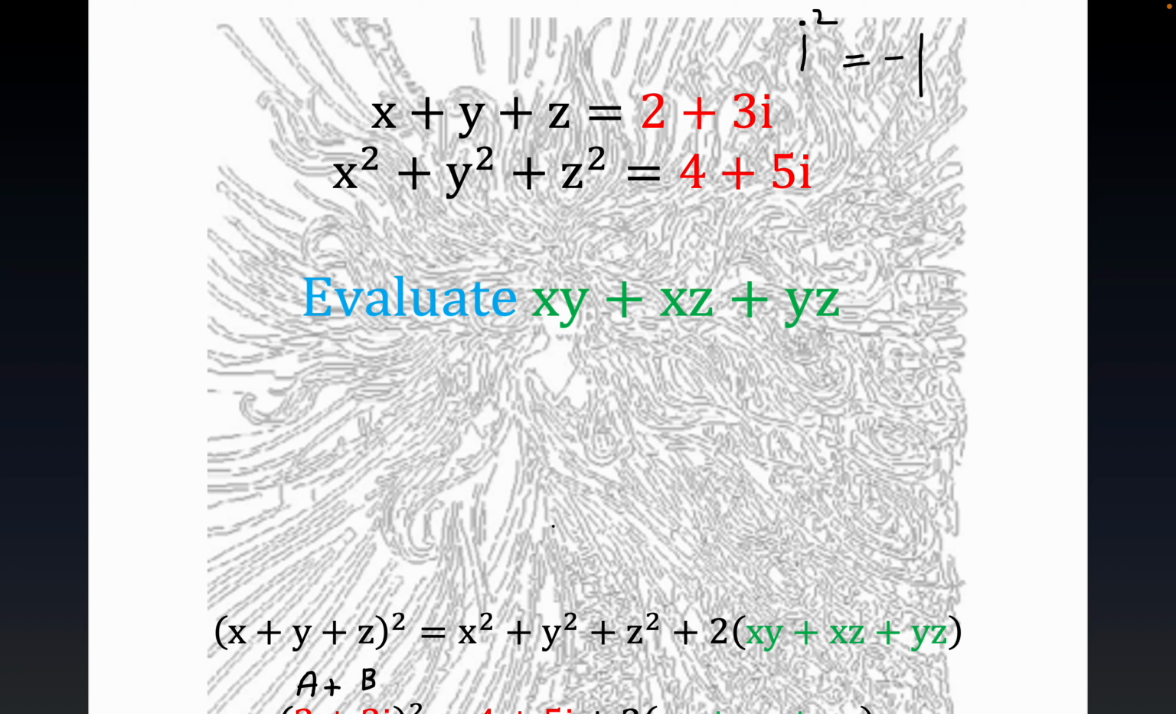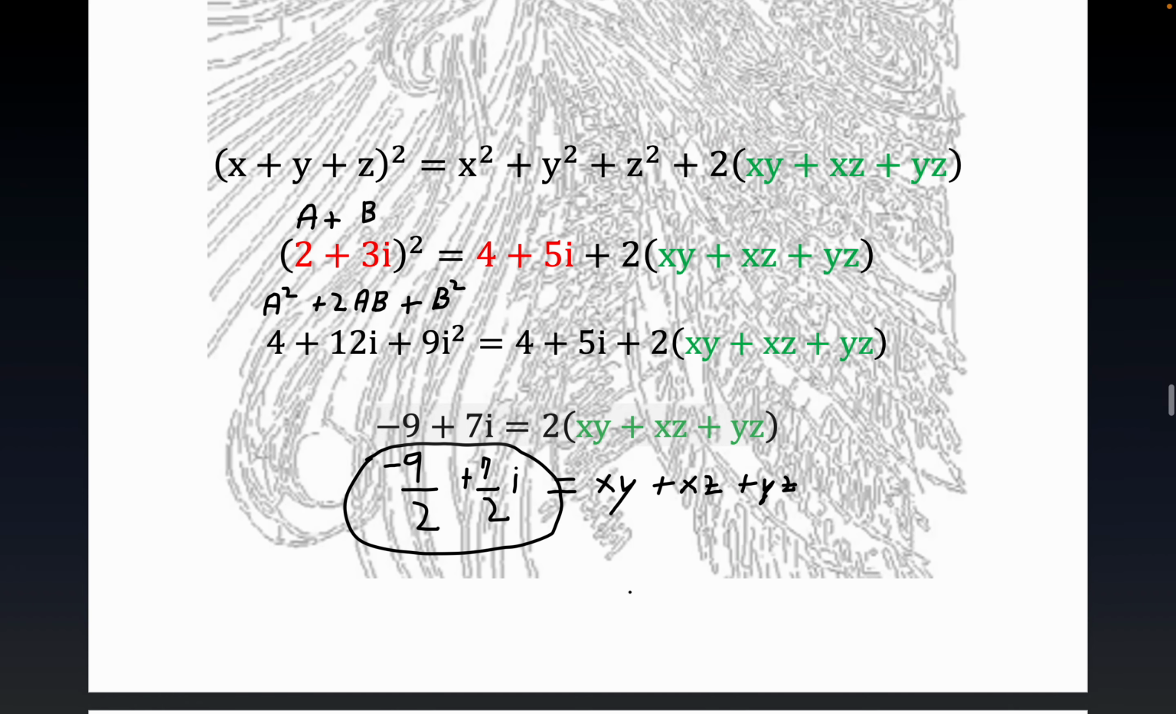And again, I want to emphasize, we still didn't find out what the value of x was. We don't know what the value of x is at this stage. We don't know what the value of y is, nor do we know the value of z. And yet we know what x times y plus x times z plus y times z is.